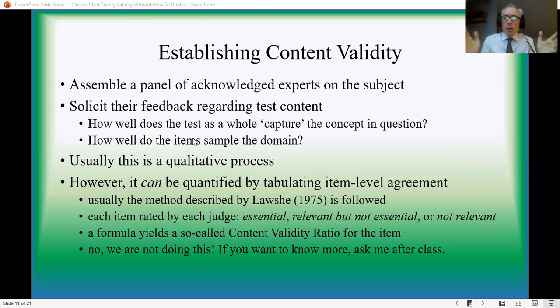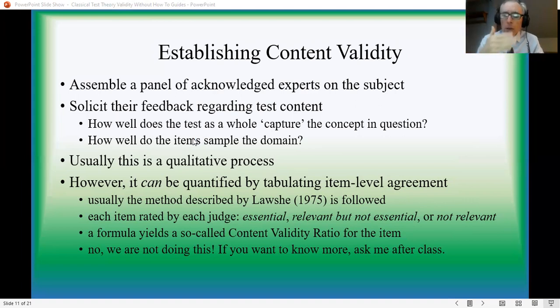There's a whole domain of knowledge for something like Middle Eastern history, a huge domain. A good test samples that domain in such a way that if you have a certain level of overall knowledge in the domain, you'll perform at a certain level on the test. So does the test sample the domain well? Now, there are ways of quantifying this. We're not going into them in my classes. Maybe someday I'll create a video on it.